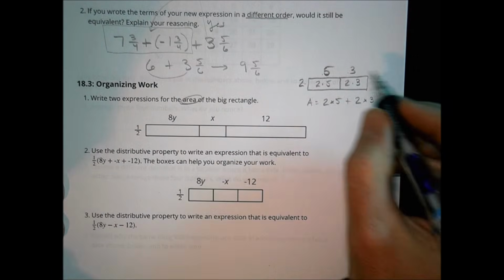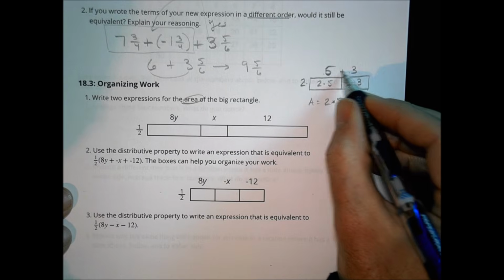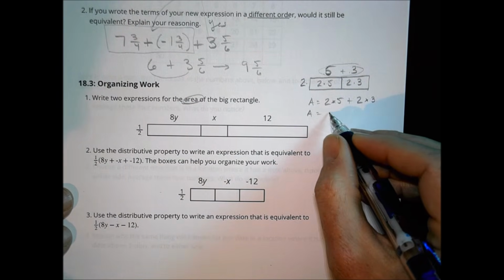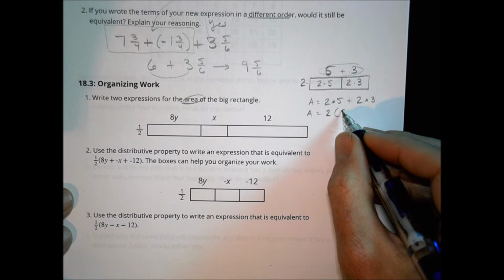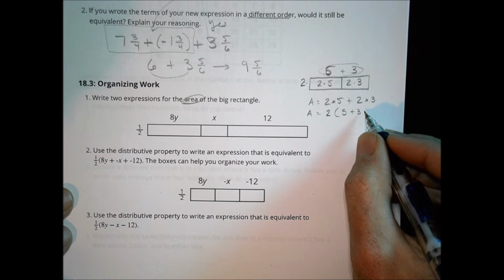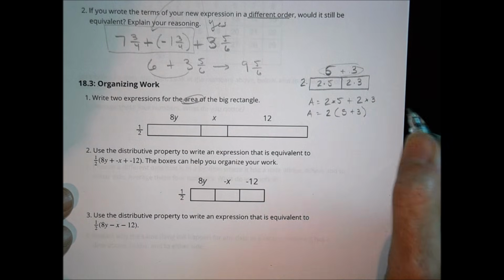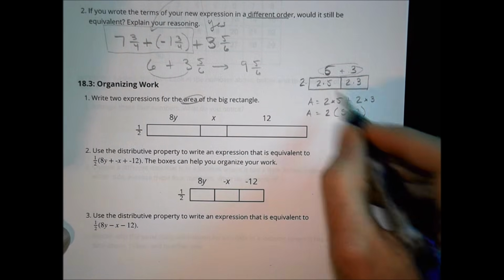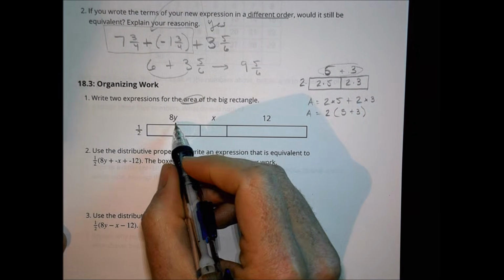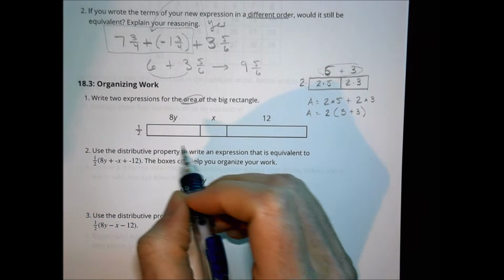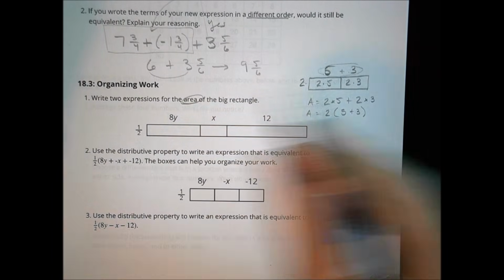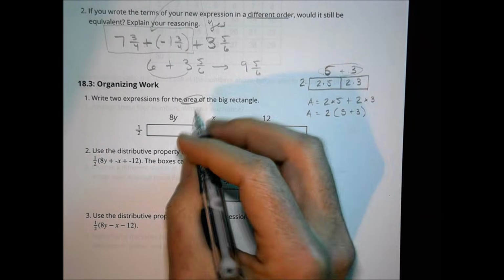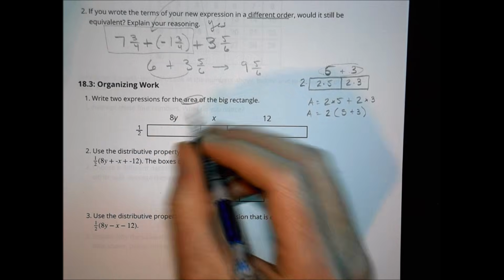But another thing I could look at is that this top part is actually 5 plus 3 if I combine that together. So I can also say the area is 2 times (5 plus 3). And that's another equation that would be able to be utilized to solve for the area. So I could look at this box and write it a couple different ways. In this case, it says write 2 expressions for the area of this rectangle. Okay. So I could do 8y times a half.